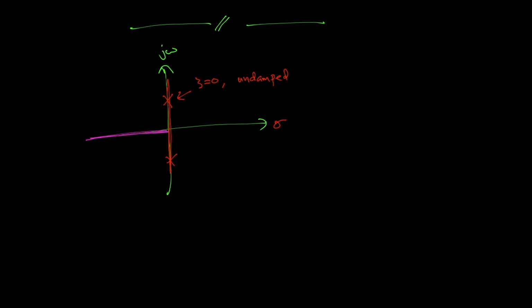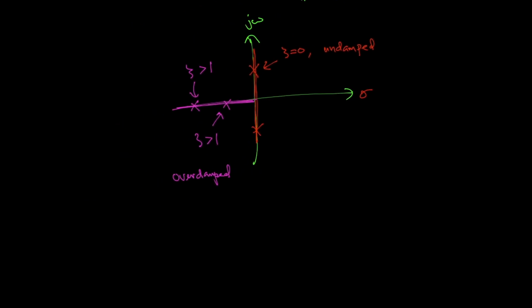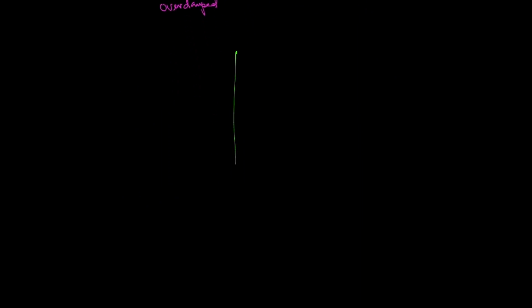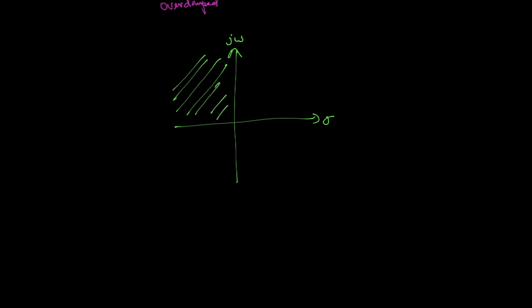If the poles are located on the real axis, the value of zeta is greater than 1. Thus, the system response is overdamped. If the poles are located on a single point on the real axis, the value of zeta is 1. Thus, the system response is critically damped. Finally, when the poles are located in between the imaginary and real axis, the value of zeta is greater than 0 and less than 1. Thus, the system response is underdamped.